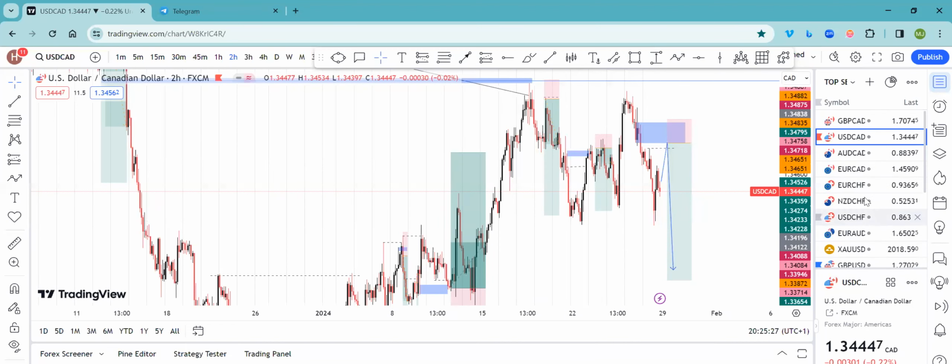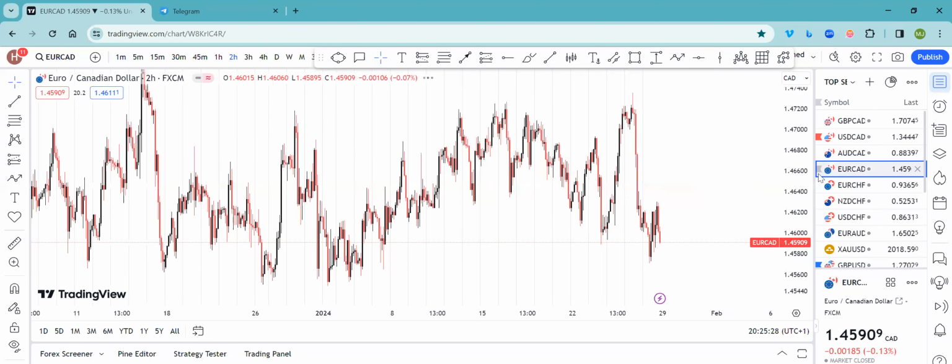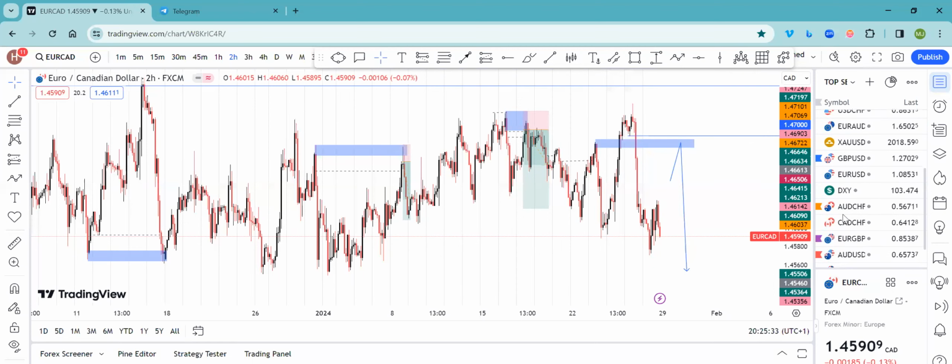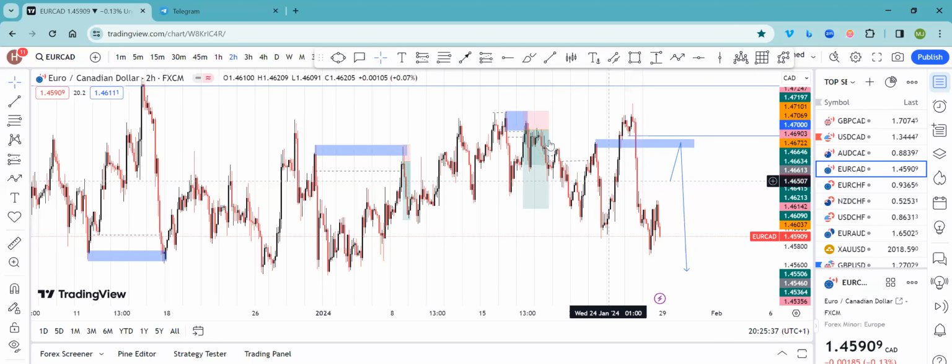EUR CAD as well. Is it EUR CAD? No, it was not EUR CAD. There was one other setup as well that was a very nice setup. Anyway, that is for that.